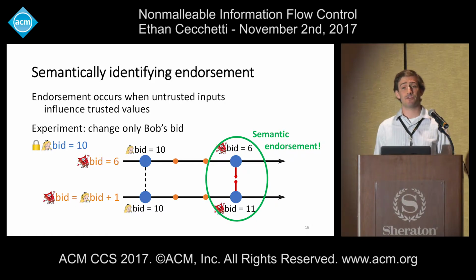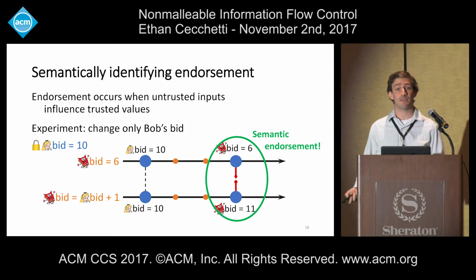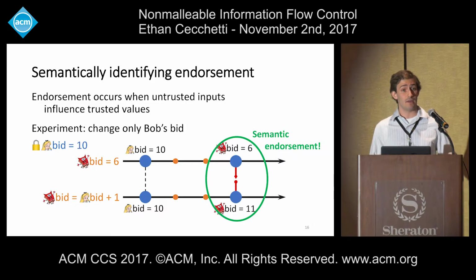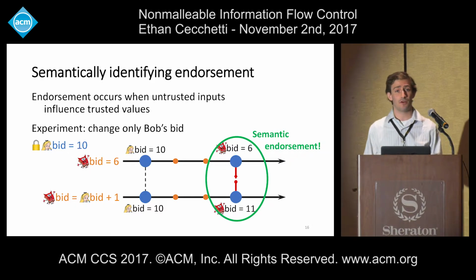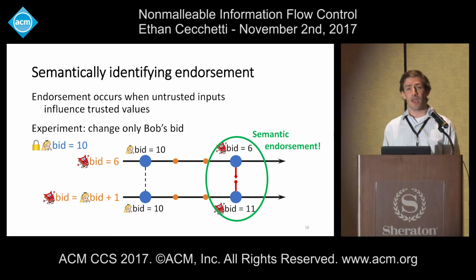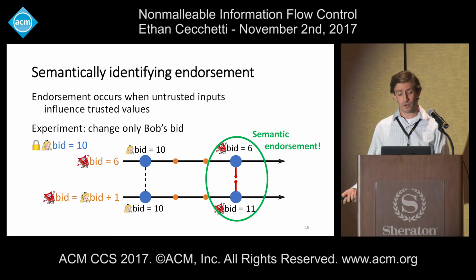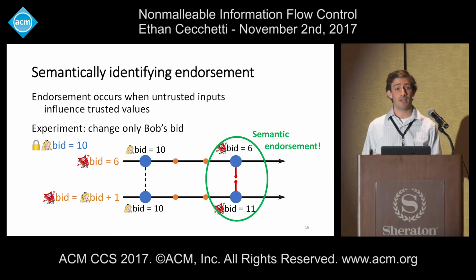In the first case, the first trustworthy value we see from Alice's perspective is Alice's bid. Alice bids $10, and then we see some untrustworthy values, and then when the auctioneer endorses Bob's bid, we see a trustworthy value of Bob's bid at $6. In the second case, we again see Alice's bid of $10, followed by some untrustworthy values, and then when Bob's bid gets endorsed, it becomes a trustworthy value of $11.